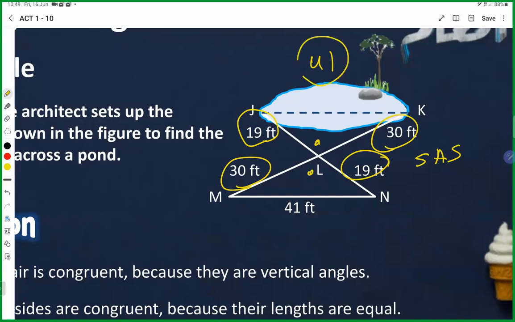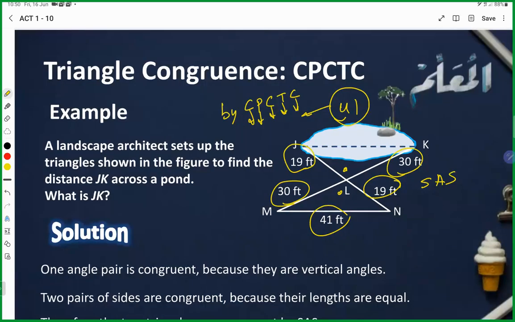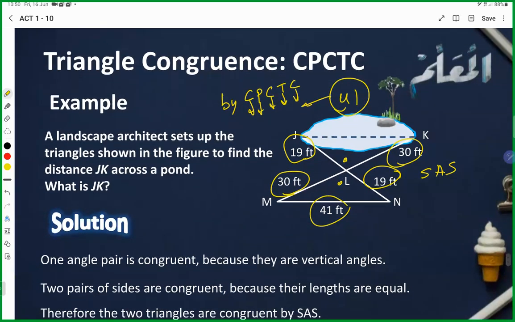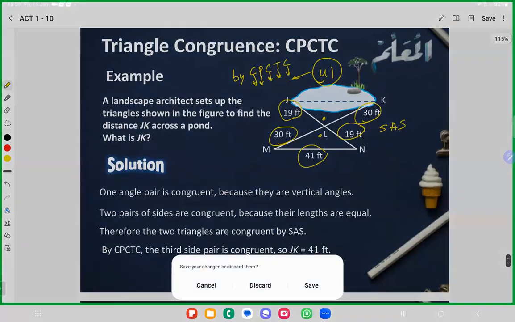So in this case, we can say this is 41, this is 41 by CPCTC: corresponding parts of congruent triangles are congruent. After you prove 2 triangles are congruent, we can say JK is equal to 41 by CPCTC. This comes in M1 as a multiple choice. We can say this is 41, or this is 18, or the angle is equal to 30, based on CPCTC. Now we jump to chapter 11.